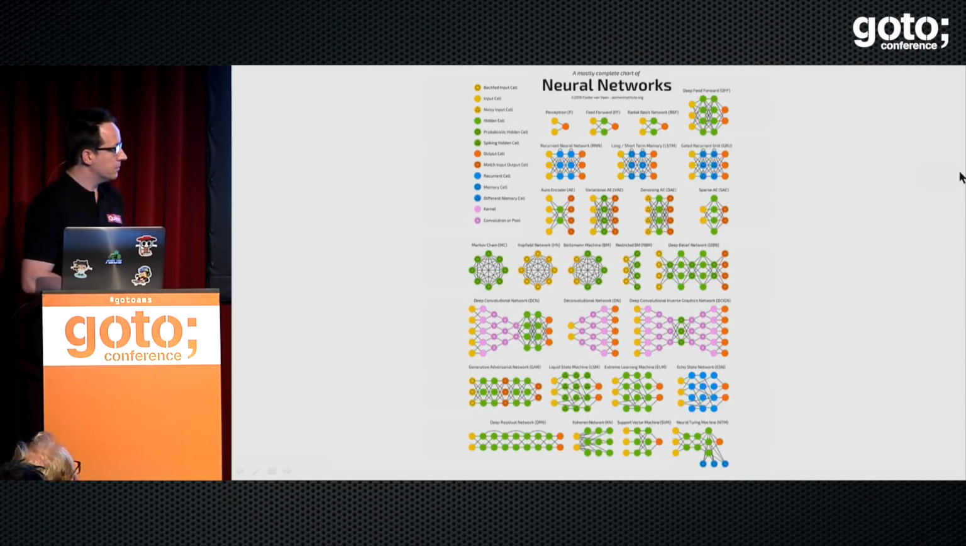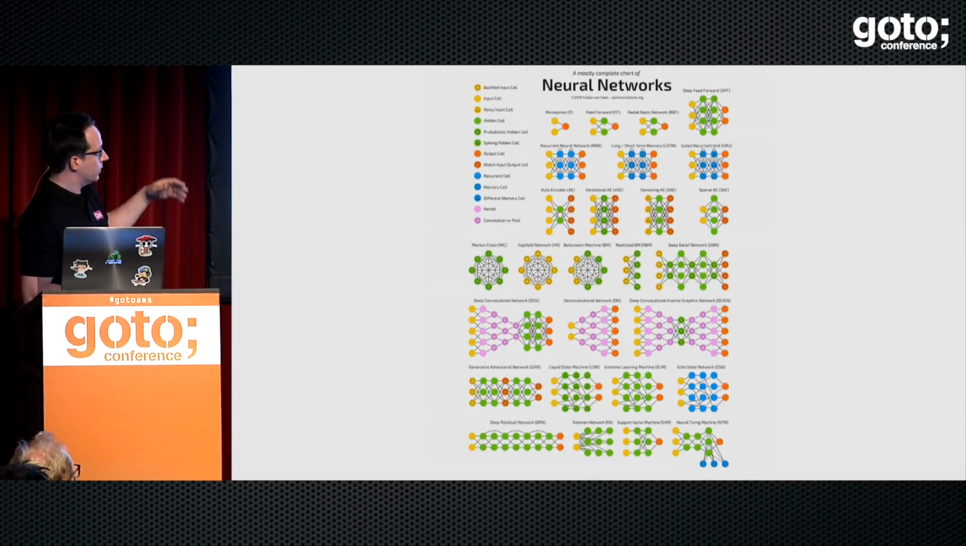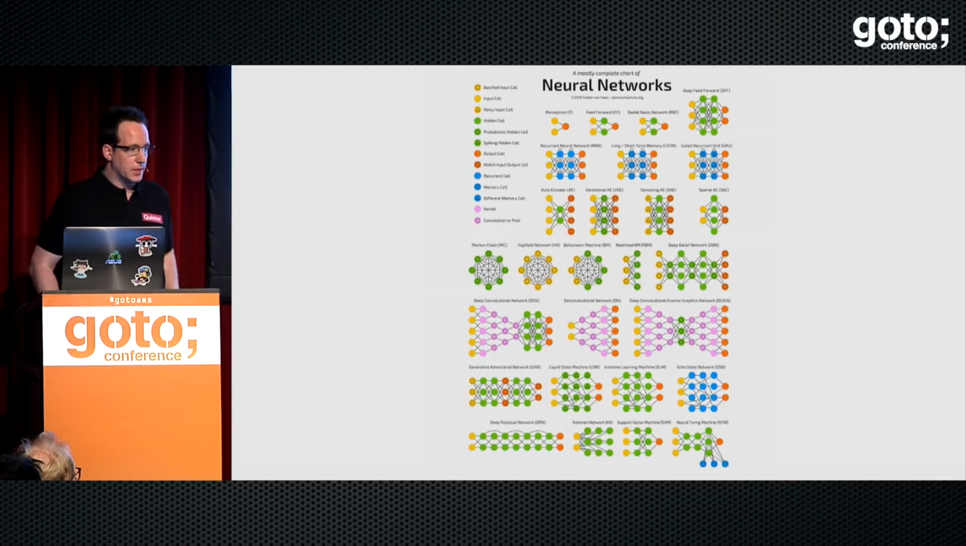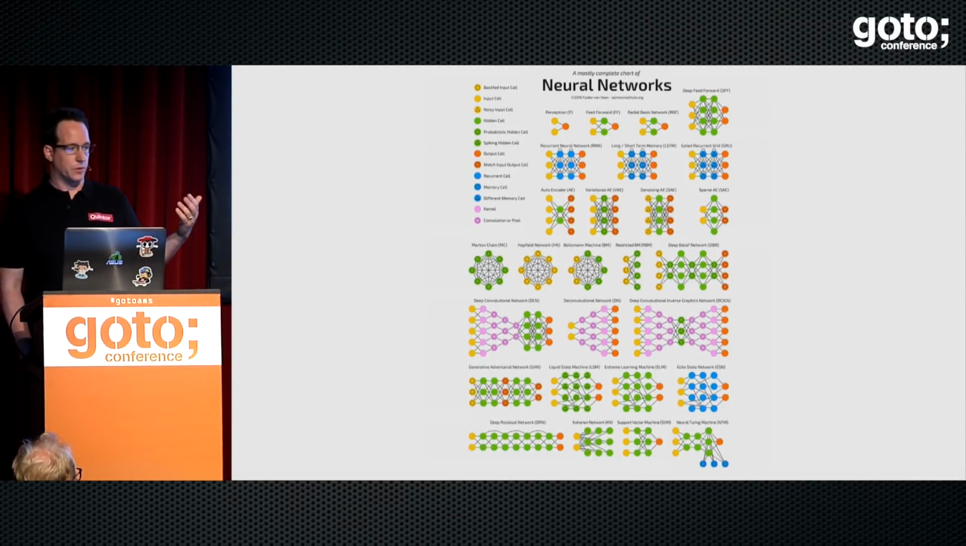Continuing. There's not just one neural network architecture. There are quite a few. This is from the neural network zoo. It shows that you really have to consider what kind of architecture you would decide upon if you want to build your own neural network.